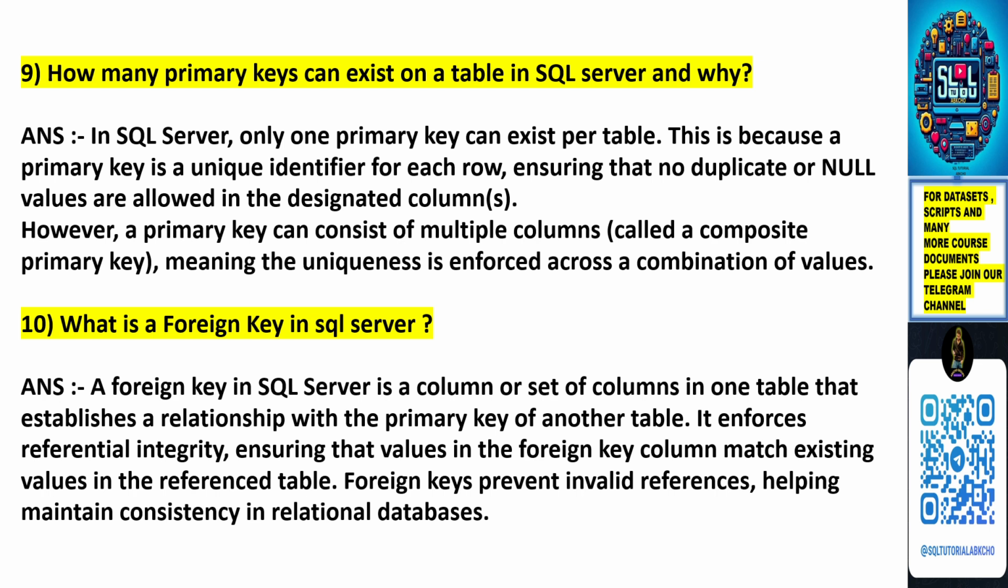Now the last question. What is the foreign key in SQL Server? This is a very important question and many people make mistakes in this particular question. So the answer for this is, a foreign key in SQL Server is a column or a set of columns in one table that establishes a relationship with the primary key of another table. It ensures referential integrity, ensuring that values in the foreign key column must match existing values in the referenced table. Foreign keys prevent invalid references, helping maintain consistency in relational databases.